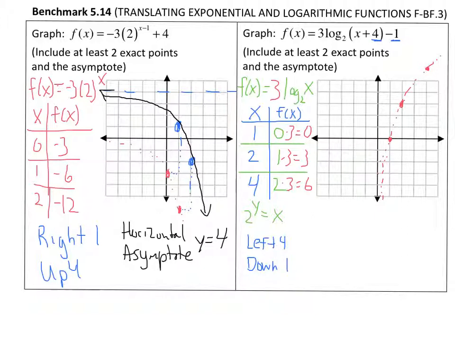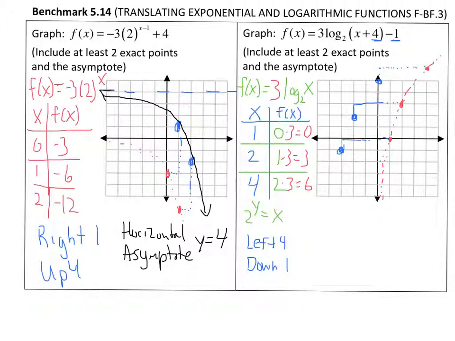So let's see what happens. I'm going to go left 4, so 1, 2, 3, 4, and down 1. That is my new point. I'm going to go left 4 and down 1. That is my new point. I'm going to go left 4 and down 1. That is my new point.